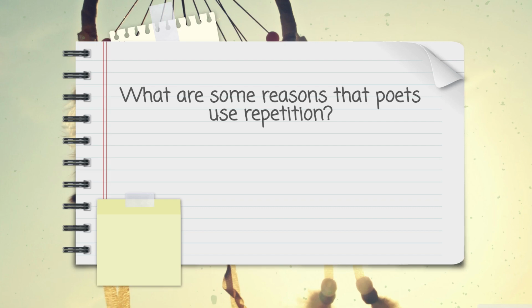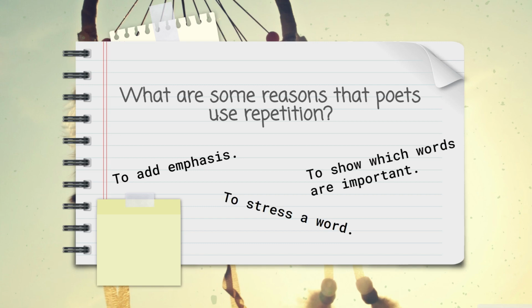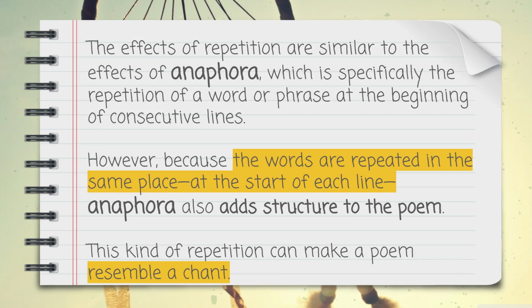So what are some reasons poets use repetition? To add emphasis, to stress a word, to show which words are important. So the effects of repetition are similar to the effects of anaphora, which is specifically the repetition of a word or phrase at the beginning of consecutive lines. However, because the words are repeated in the same place at the start of each line, anaphora also adds structure to the poem. This kind of repetition can make a poem resemble a chant.